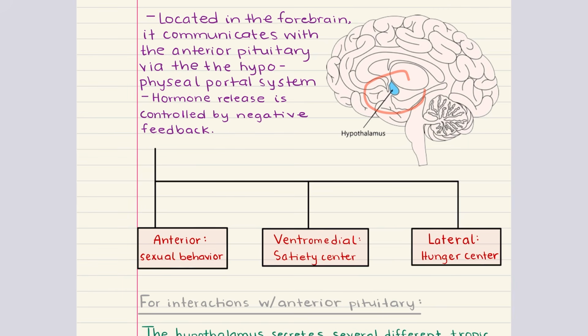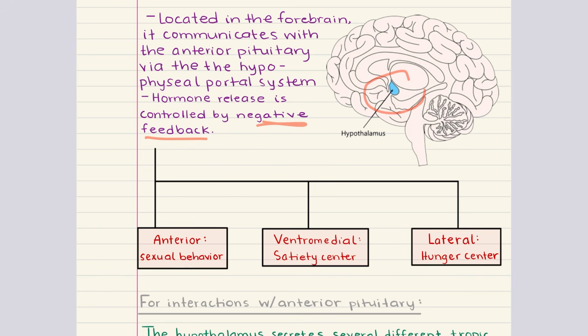Now, an important feature of this regulation is something called negative feedback. This means that when the levels of downstream hormones get too high, they're going to inhibit any further release from the hypothalamus to prevent overproduction. And that keeps the system in homeostasis. It keeps the system balanced.